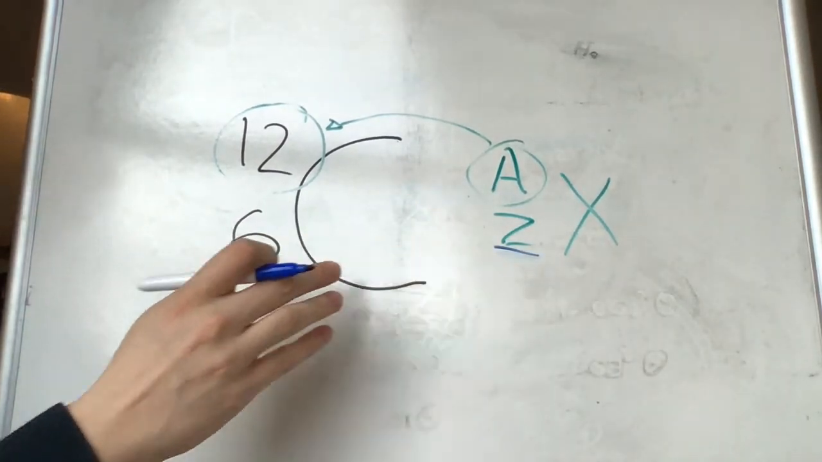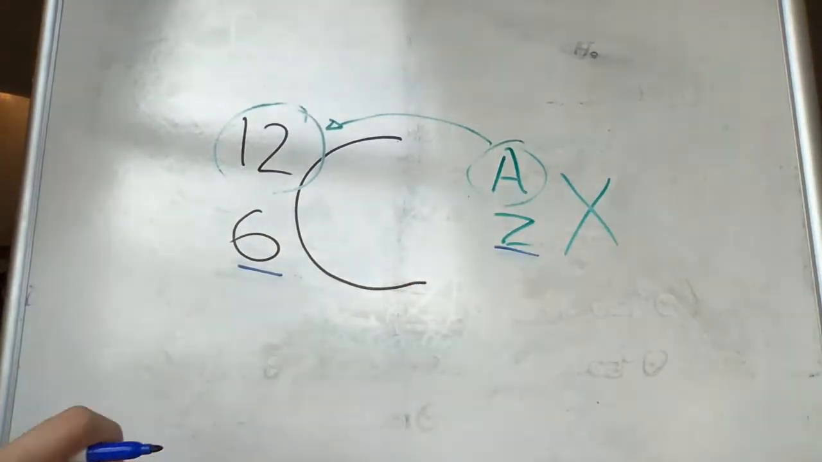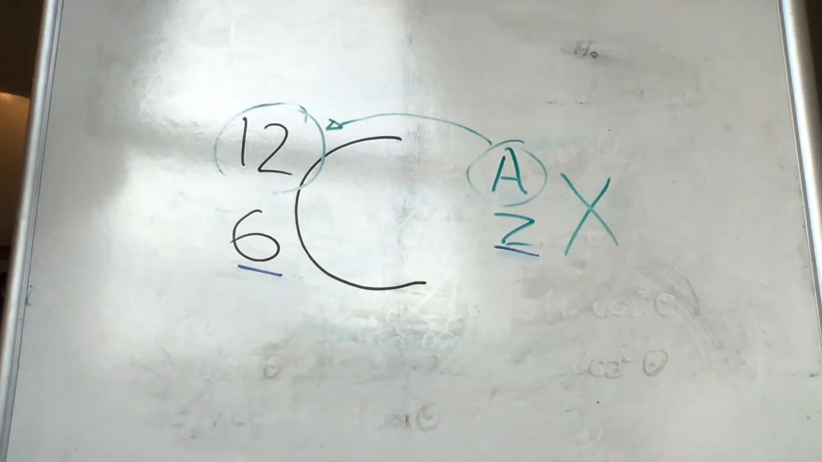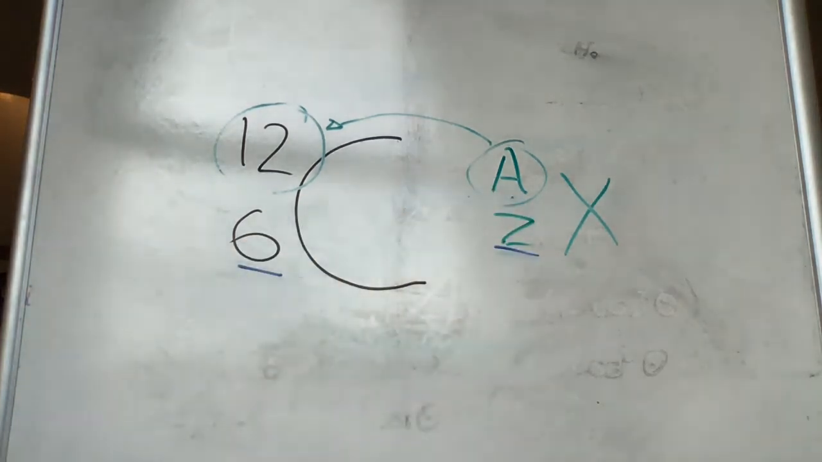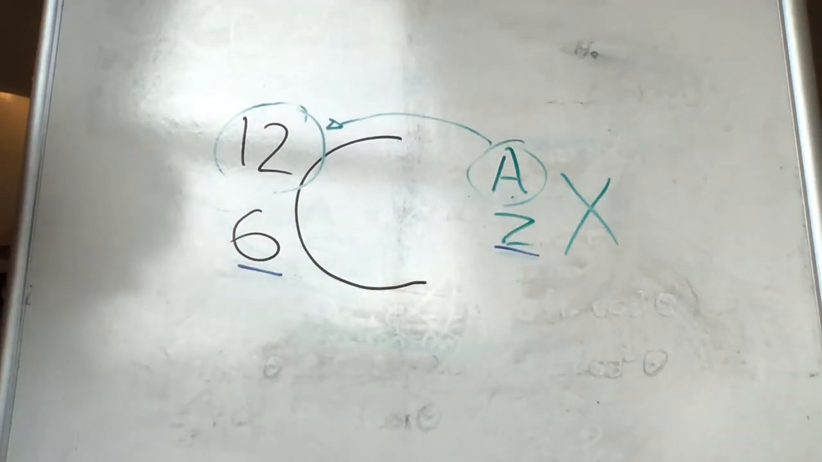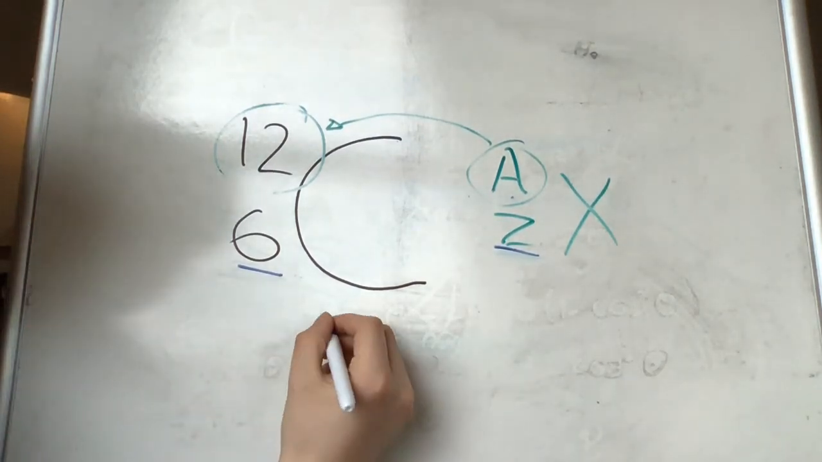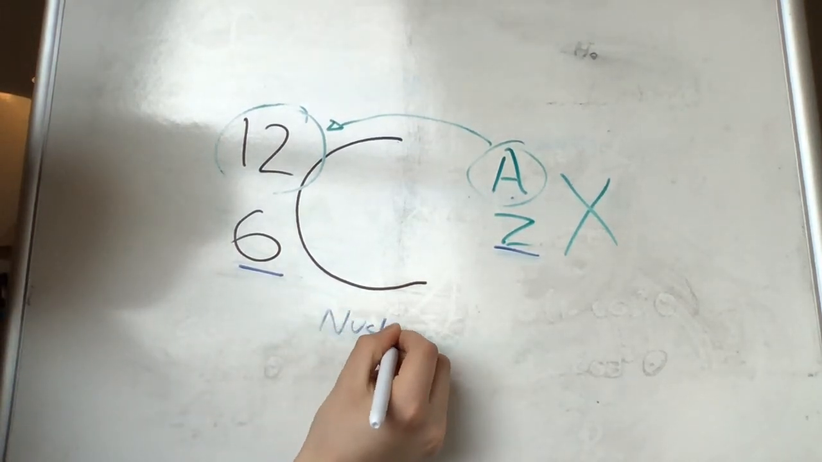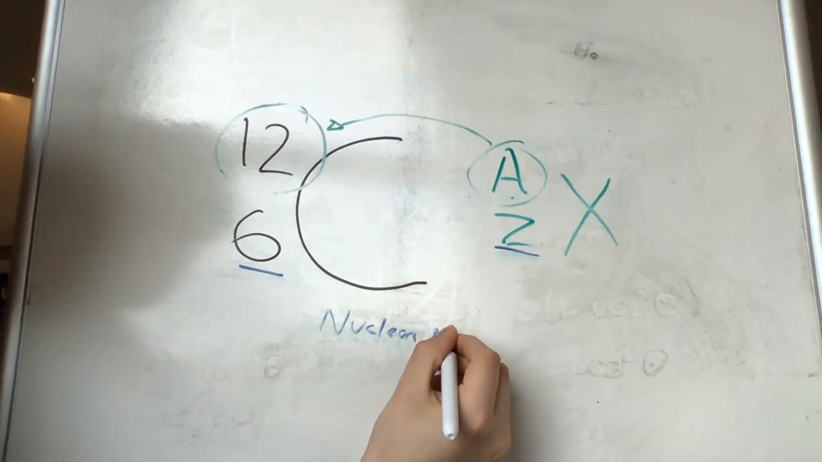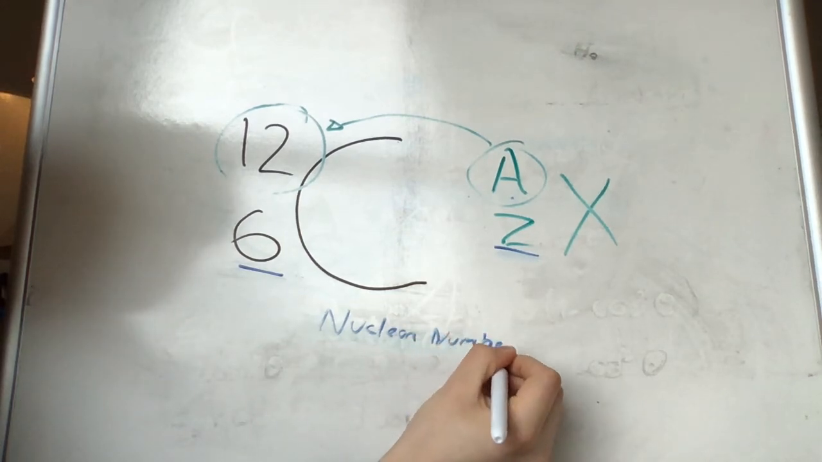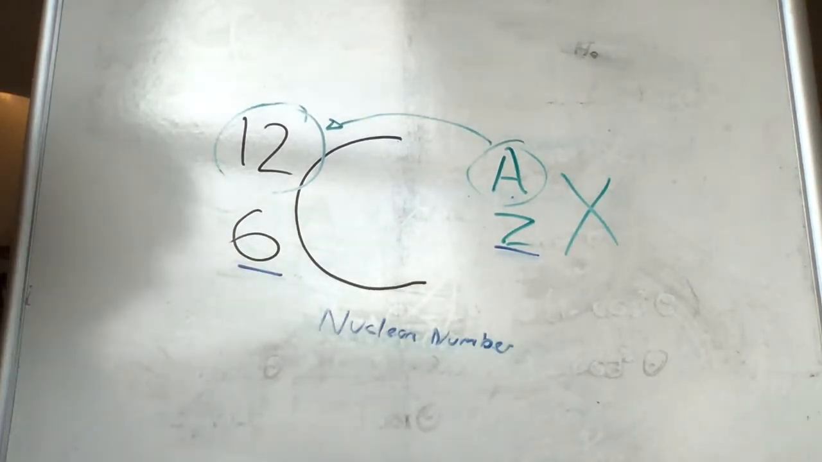Now that we know that the bottom number, the letter Z in our notation, means protons, what is meant by A on top? What is meant by the notation A? Now this is the combined number of protons and neutrons in the atom, and is called the nucleon number. Okay, so let's write this out. Nucleon number. Excuse my handwriting, but that's the nucleon number, or it's also known as the mass number sometimes too.